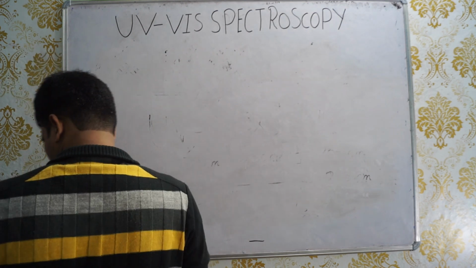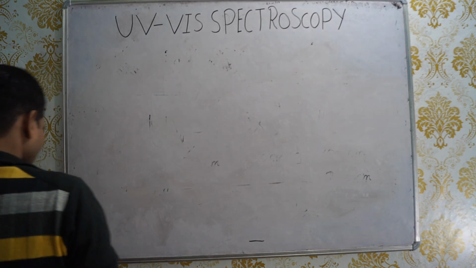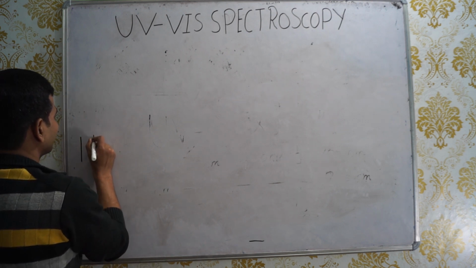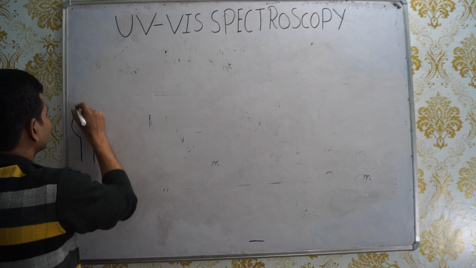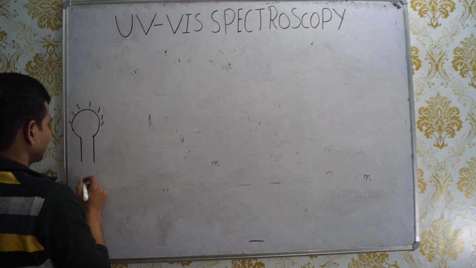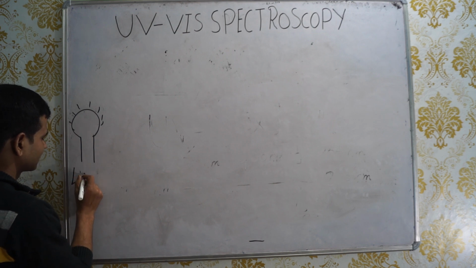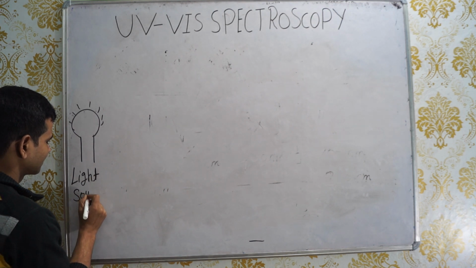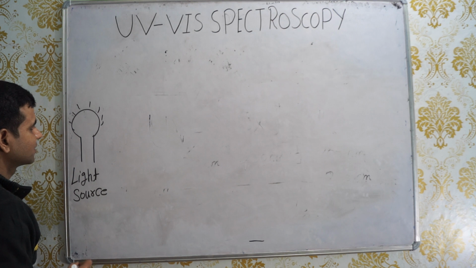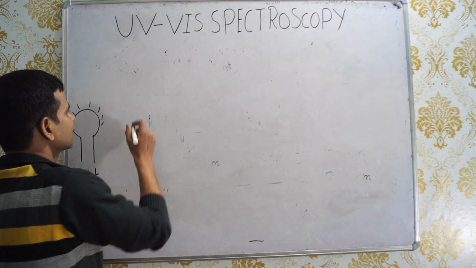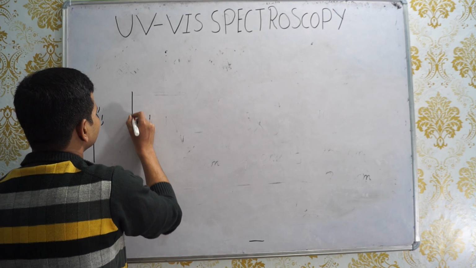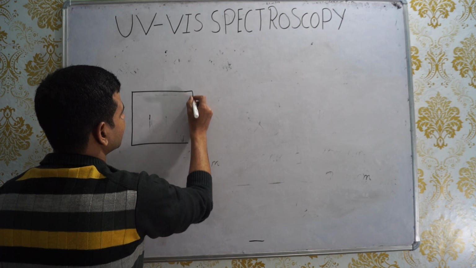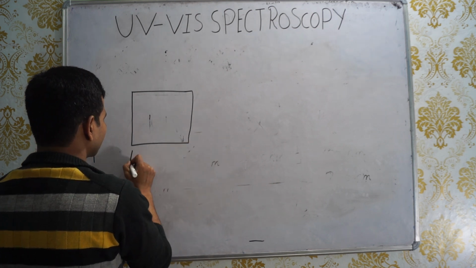If you think about UV visible spectroscopy, there would be presence of a light source. This is the light source. Just next to the light source there would be presence of a monochromator. This is the monochromator.